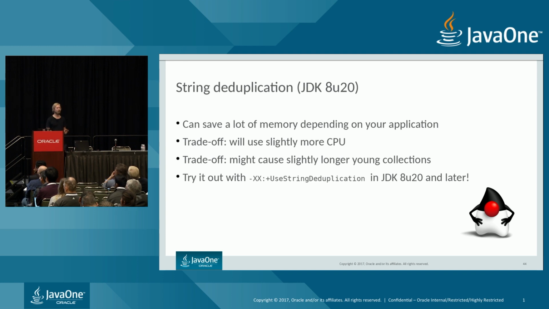The trade-off is that it will use slightly more CPU due to the concurrent work going on at the same time, and it might also cause slightly longer young collections. So whether it's worth it or not depends on your application, how much memory you save, and your CPU requirements. You can try this out with UseStringDeduplication in JDK 8u20 and later.